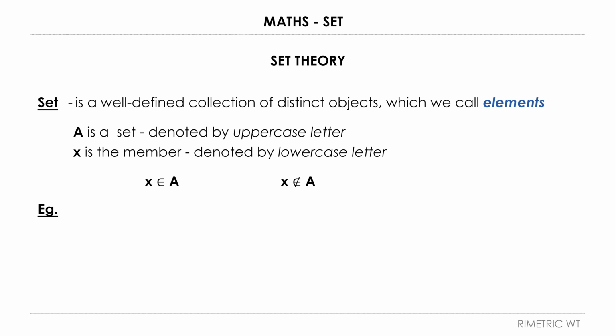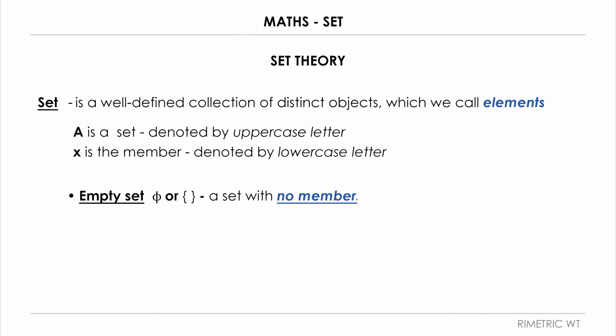For instance, let's say set A is defined as such. Then we can say e is an element of A, and 3 is not an element of A. In set theory, we have a few special types of sets to keep in mind for our walkthrough. The first one is the empty set or null set, denoted by such symbol phi or an empty set. An empty set is a set with no member. In our previous example, the set of all horses with 6 legs, since we cannot find any horse with 6 legs, the set will be the empty set.